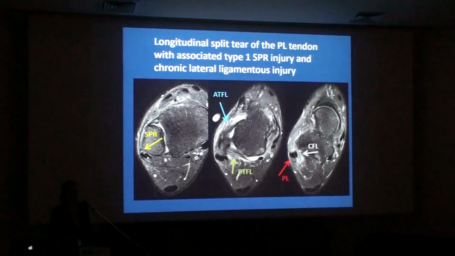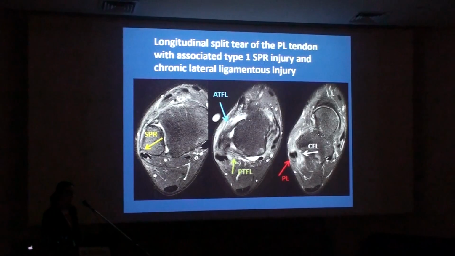So here is the patient with a peroneus longus longitudinal split tear. This is less common than a peroneus brevis split tear, but you can see over here two hemi-tendons of the longus and an intact brevis. And this patient also has chronic lateral ankle injury.